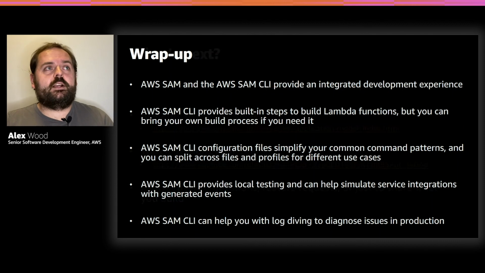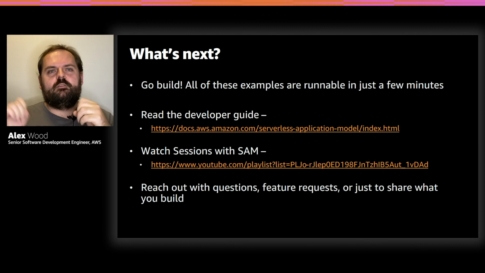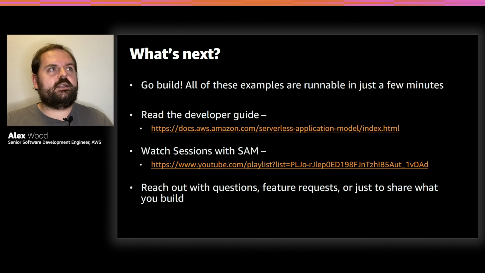So where can we go from here? The biggest thing is just to go build. All the examples that we did today, you can create and run in just a few minutes. A lot of them are very small deviations and changes from examples that you can interactively create by starting with the SAM init command in the AWS SAM CLI.